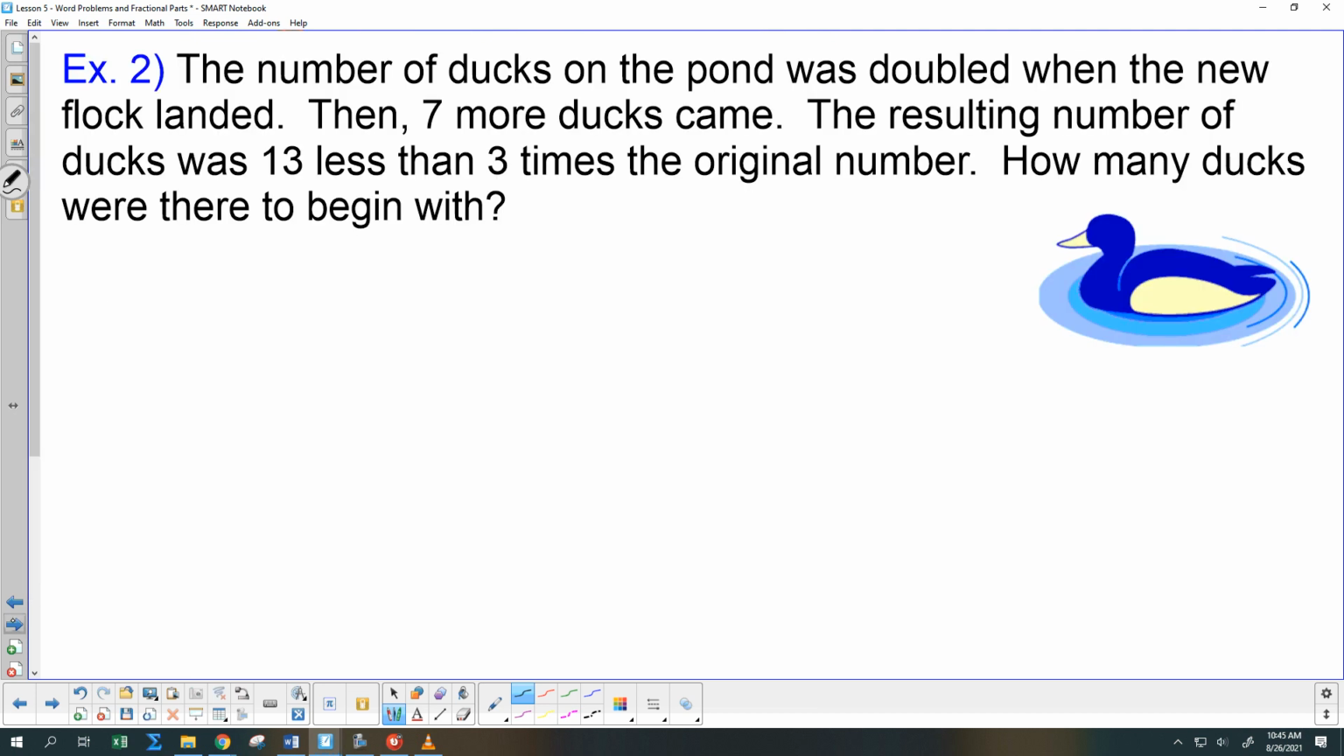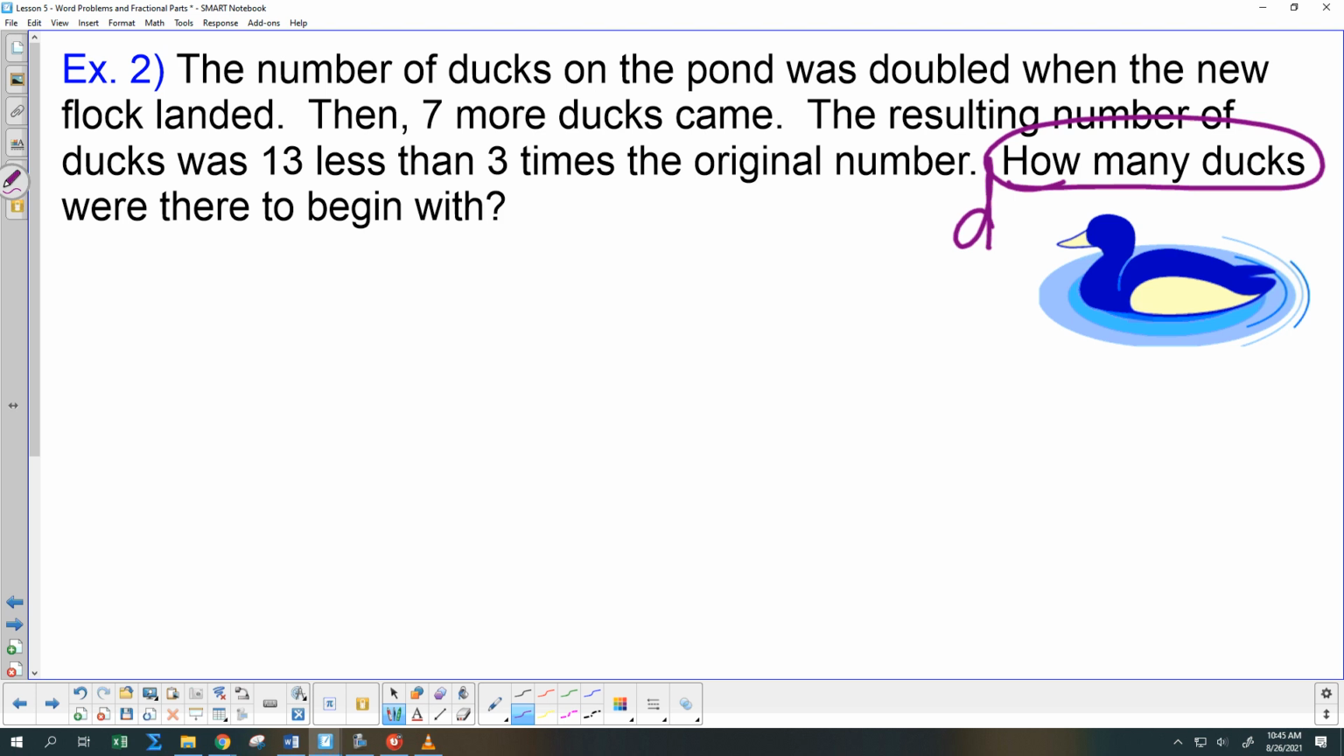The number of ducks on the pond was doubled when the new flock landed. Then 7 more ducks came. The resulting number was 13 less than 3 times the original. Okay, got a lot of stuff going on there. But I'd like to look at that last sentence. What did I have to find? I need to find how many ducks were on that pond to begin with. So this is what I need to find.